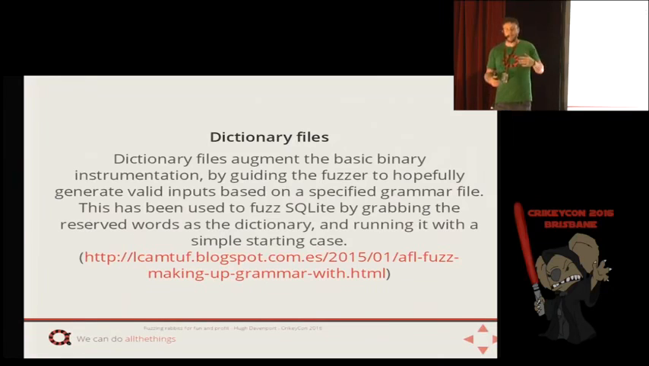The example here shows that in SQLite you would have valid SQL commands. A SQL command might have the word select in it, or it might have insert, or it might have update. So you can build a dictionary with all those valid keywords in SQL, pass them into AFL, and then you can just give it a simple starting case, and then when it fuzzes, it's like, hey, let's try throw in that word, or this word, or that word. And then you start finding bugs.